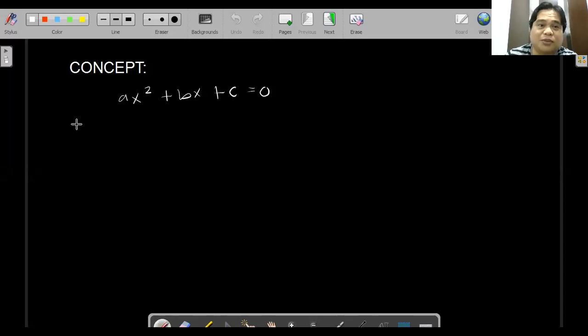Hello, good day, guys. Today we will be solving a quadratic equation by using the completing the square technique. But first things first, we need to establish that this is the standard form of a quadratic equation. As you can see, it is expressed as ax squared plus bx plus c is equal to 0.